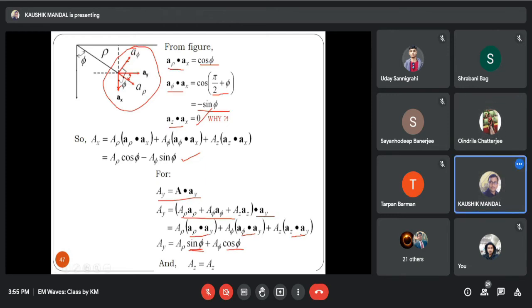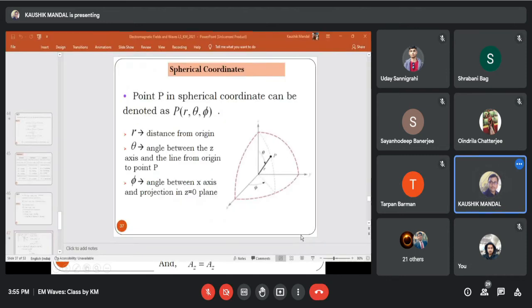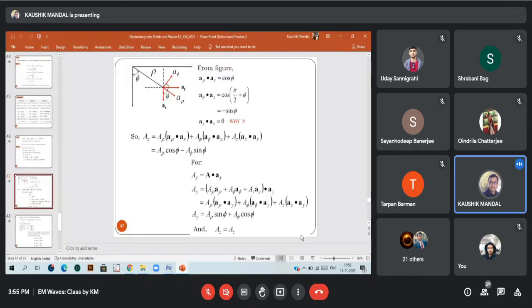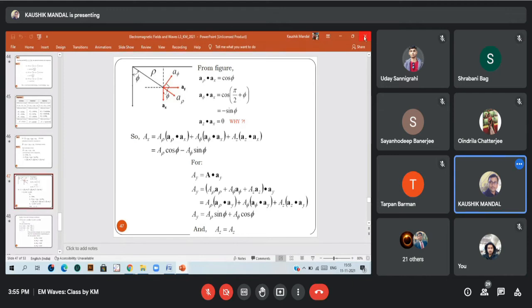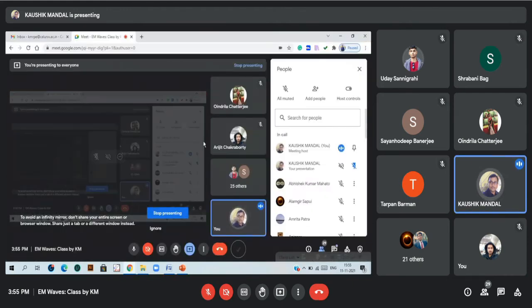So till now we have discussed the three coordinate systems and their transformation during the last class and today's class. Now it's only 50 minutes, so I wish to start the next section. Is there any problem from your side if I start the next section? Okay, thank you. So I'm moving to my next presentation.